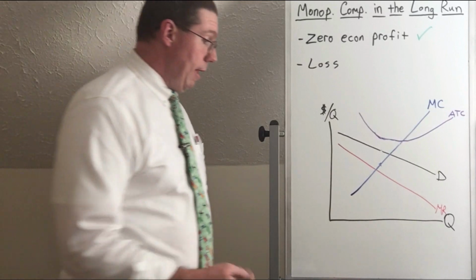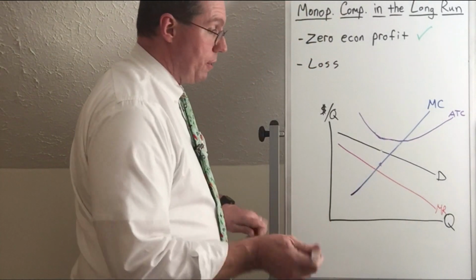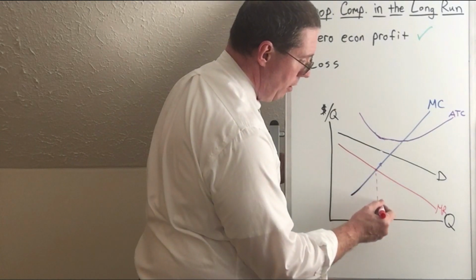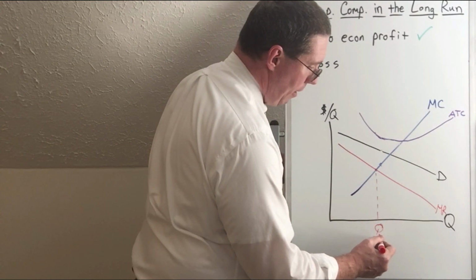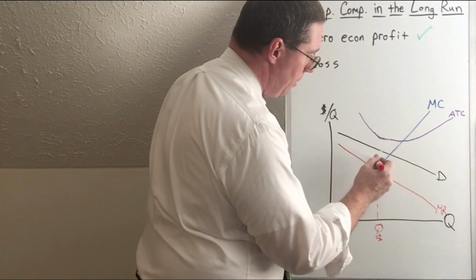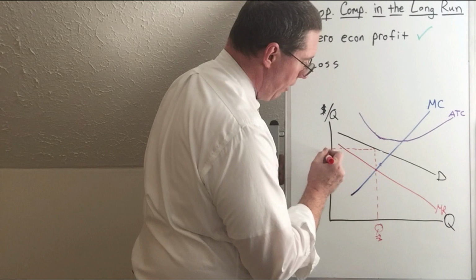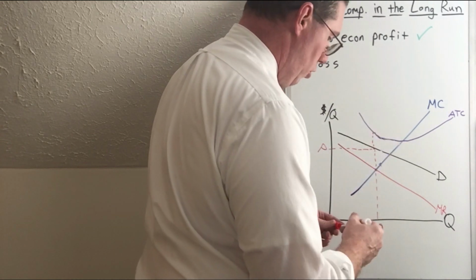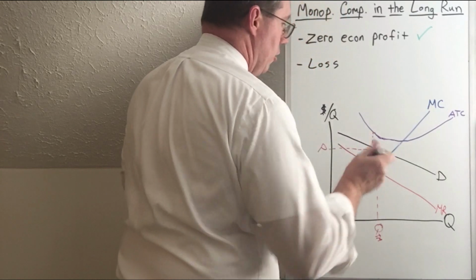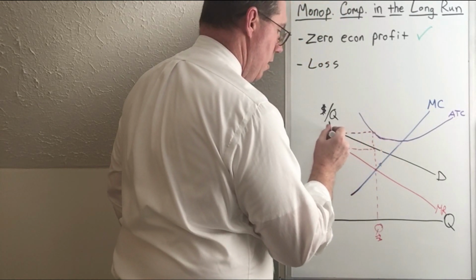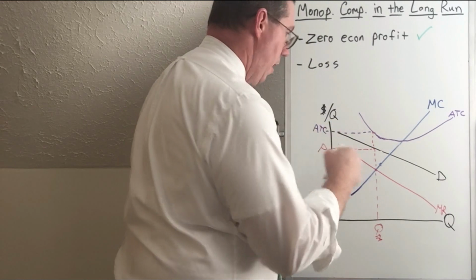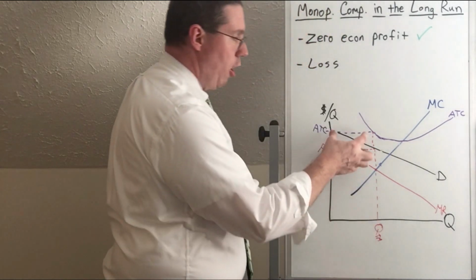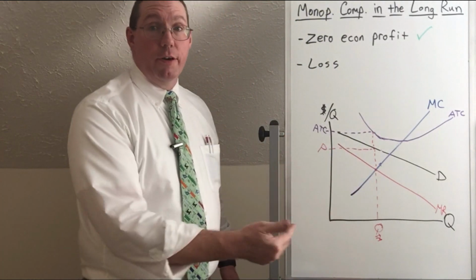Okay, and this one in particular, who is experiencing a loss, and we can see this because where marginal revenue is equal to marginal cost, here's their profit maximizing quantity. And if you go up here, you can see that this is the price that they are charging, but you can also see that their average total cost is higher than their price. Okay, so they are experiencing a loss here in the long run.